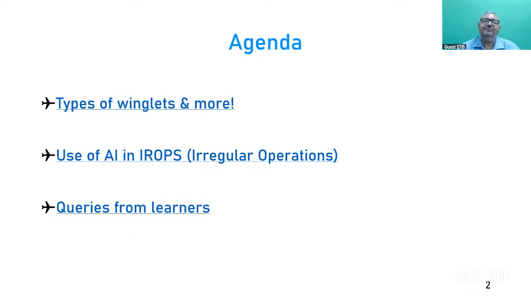So therefore, there will be many situations when there are irregular operations for an airline. And IROPS has been covered in the course as a topic on airline operations, but how we can use artificial intelligence in IROPS, that is the agenda for today. And then in the end, if time permits, we'll take up some queries from learners.